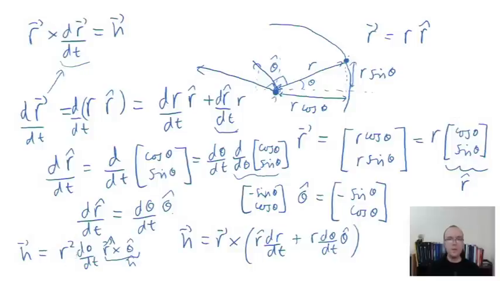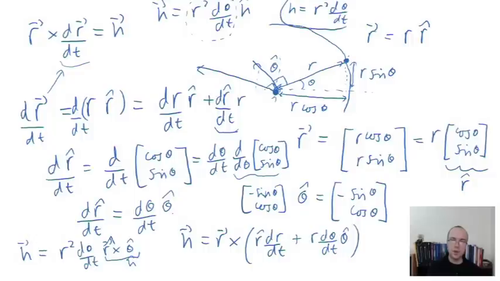So at the end of the day, what we've figured out is that the vector h can just be written as r squared d theta by dt times a unit vector in the h direction. Alternatively, this is the magnitude of the vector h. So h is just r squared d theta by dt. So if we have a way to get h, and we already know, say, r for instance, you could figure out how the angle varies as a function of time. Great, so this is our first key result.